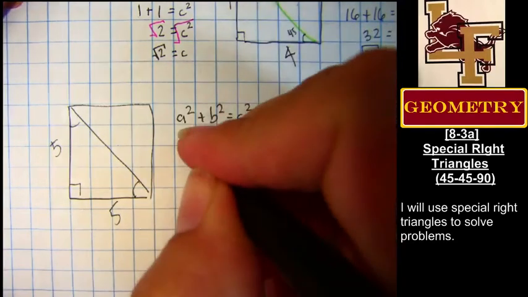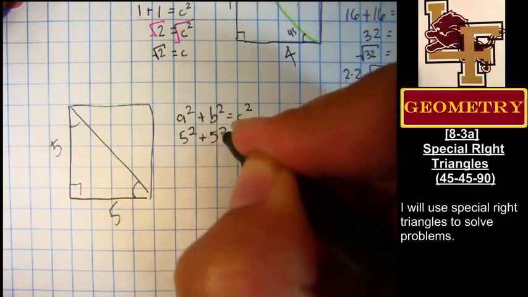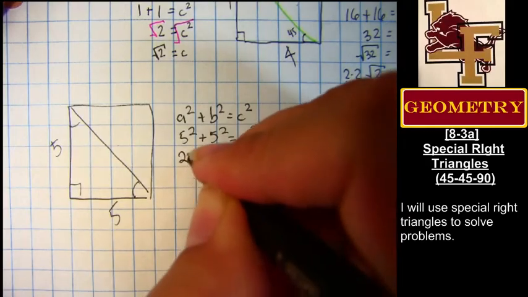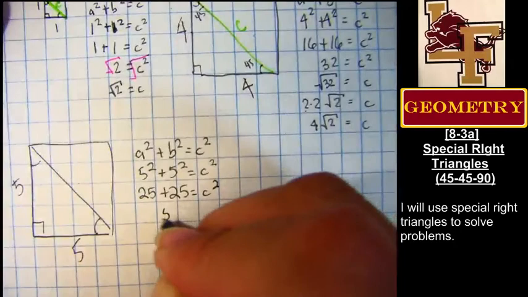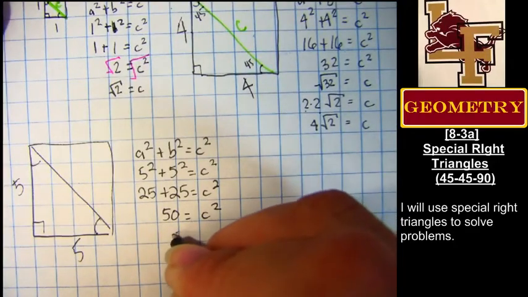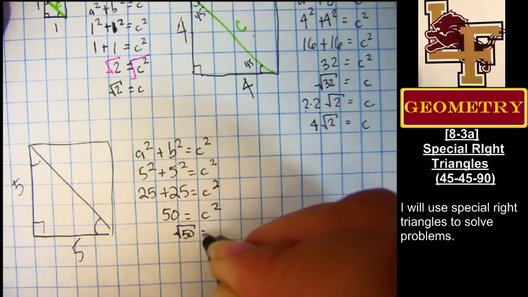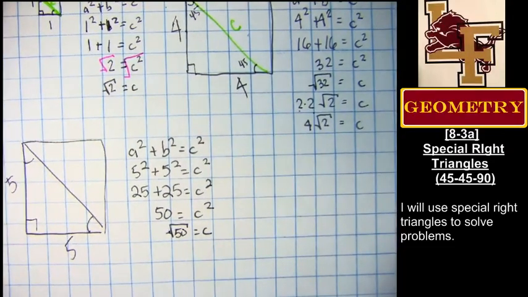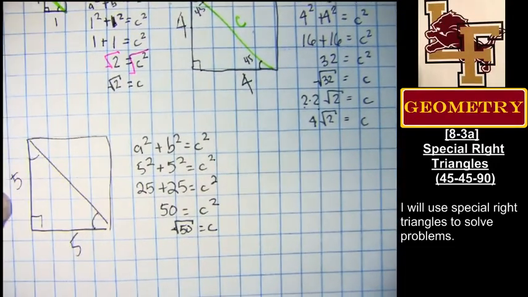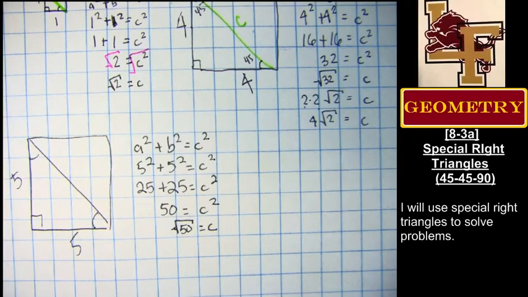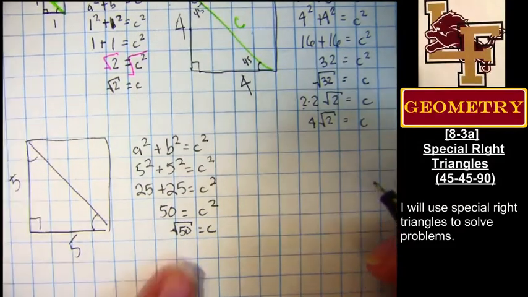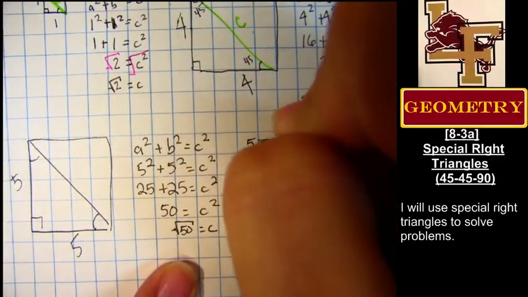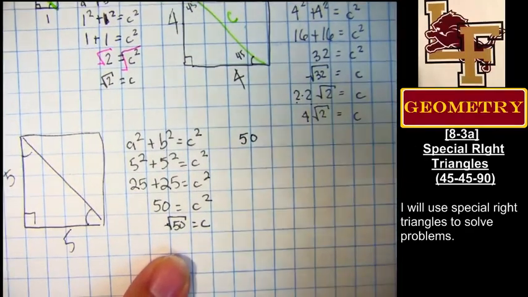5 squared plus 5 squared equals c squared. This is 25. I've got a 25 here. So this is 50. So square root of 50 is c. It's 5 by 5. Yeah, I changed it to a 5 by 5. This one is drawn not to scale this time. I just kind of YOLO shape. Done.